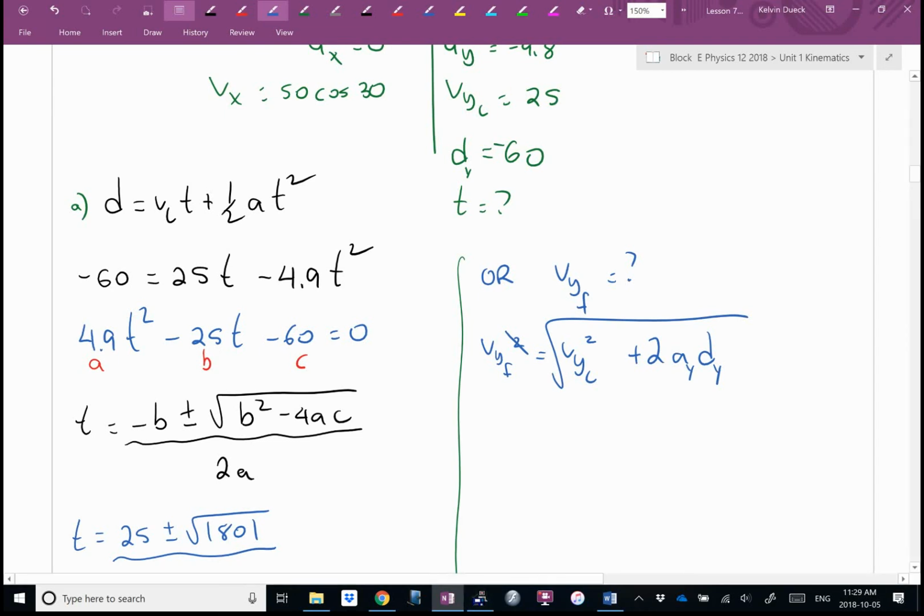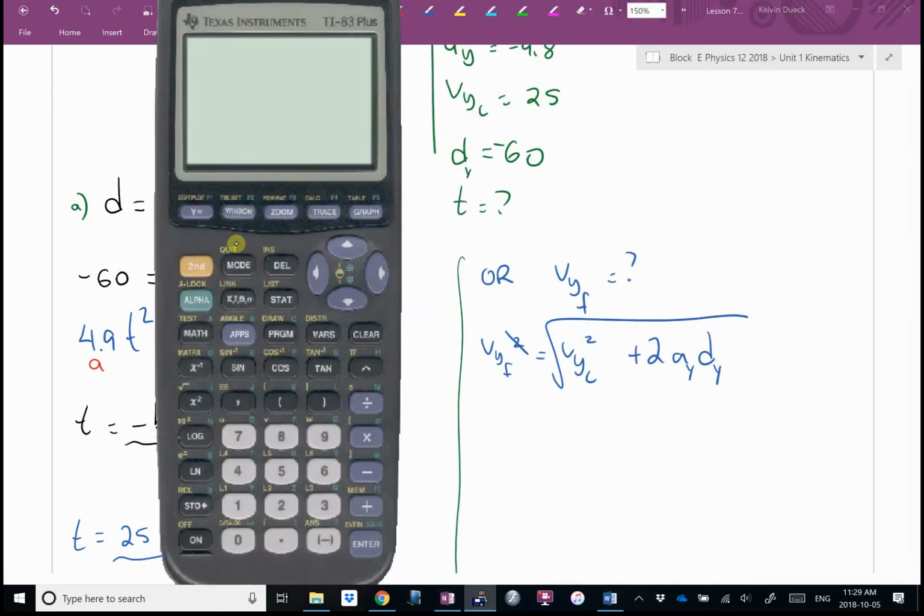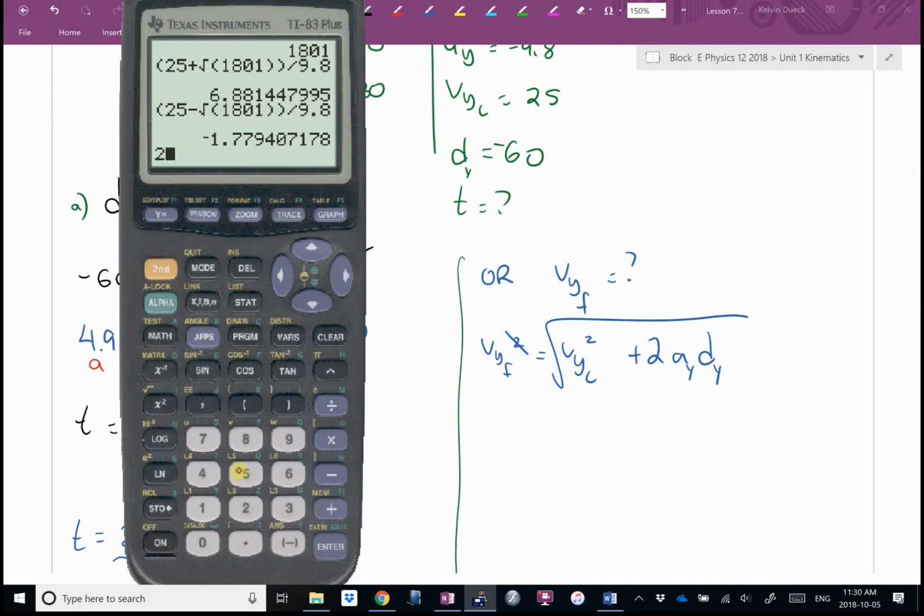I've got all the numbers sitting up there. I'm going to go to my calculator in the interest of time. So I'm going to go 25 squared plus 2 times negative 9.8 times negative 60. Square. By the way, that 1801 should look a little bit familiar in the quadratic equation. Oh, we're doing the quadratic kind of in pieces in different orders. Square root. You get 42.438 for VY? Why must that be wrong? Because it is wrong.